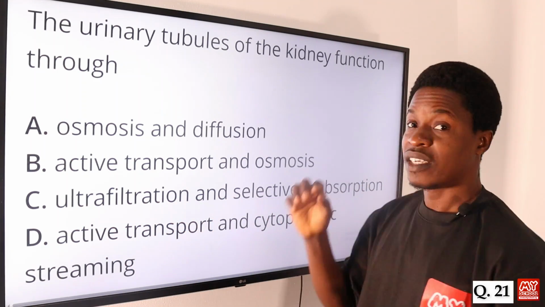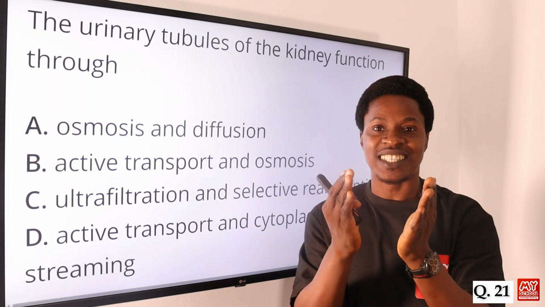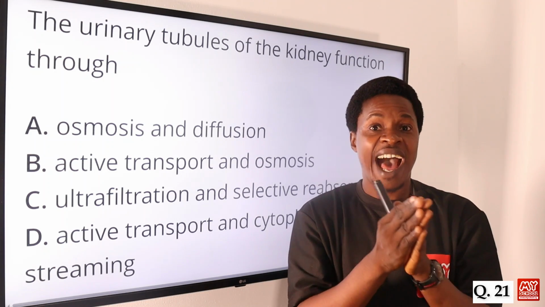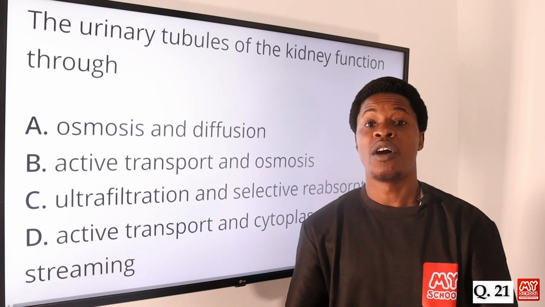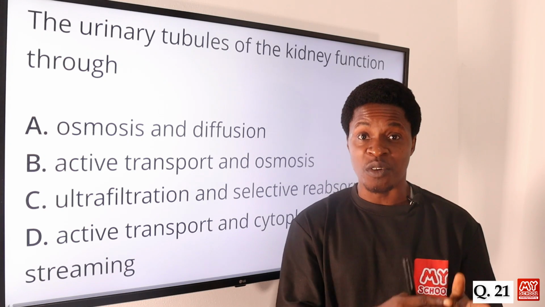Ultrafiltration and selective reabsorption. Here is why. Now, the urinary tubules. Usually you know that the glomerulus, which is present in the kidney, is the site where the ultrafiltration of the blood starts from. So the journey begins with the glomerulus.